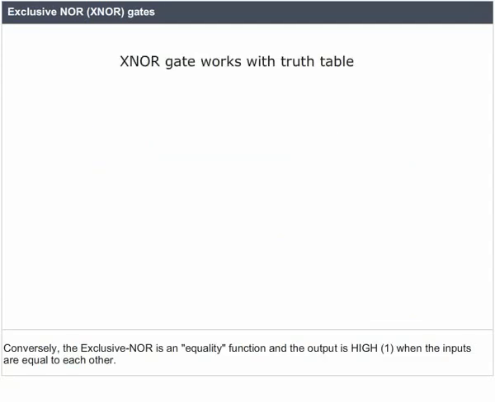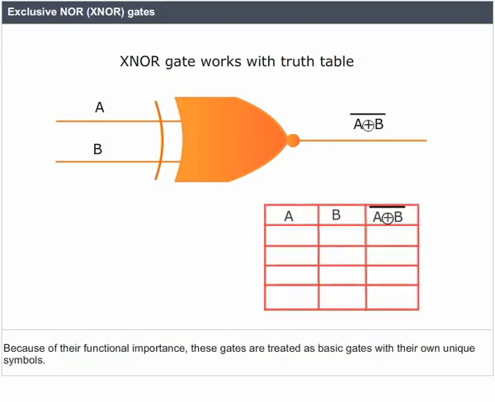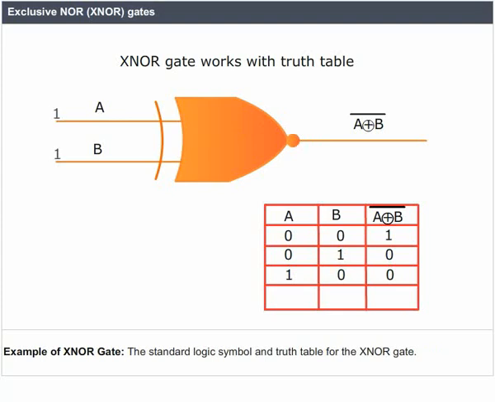Exclusive NOR, XNOR gates. Conversely, the exclusive NOR is an equality function and the output is high, 1, when the inputs are equal to each other. Because of their functional importance, these gates are treated as basic gates with their own unique symbols. Example of XNOR gates: the standard logic symbol and truth table for the XNOR gate.